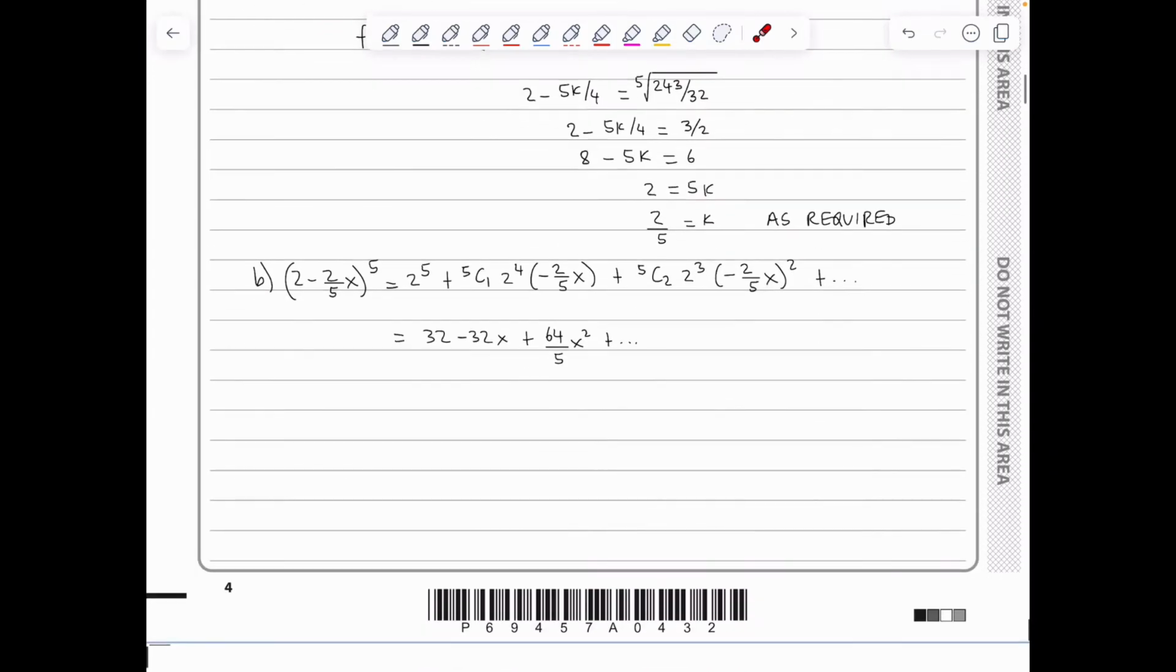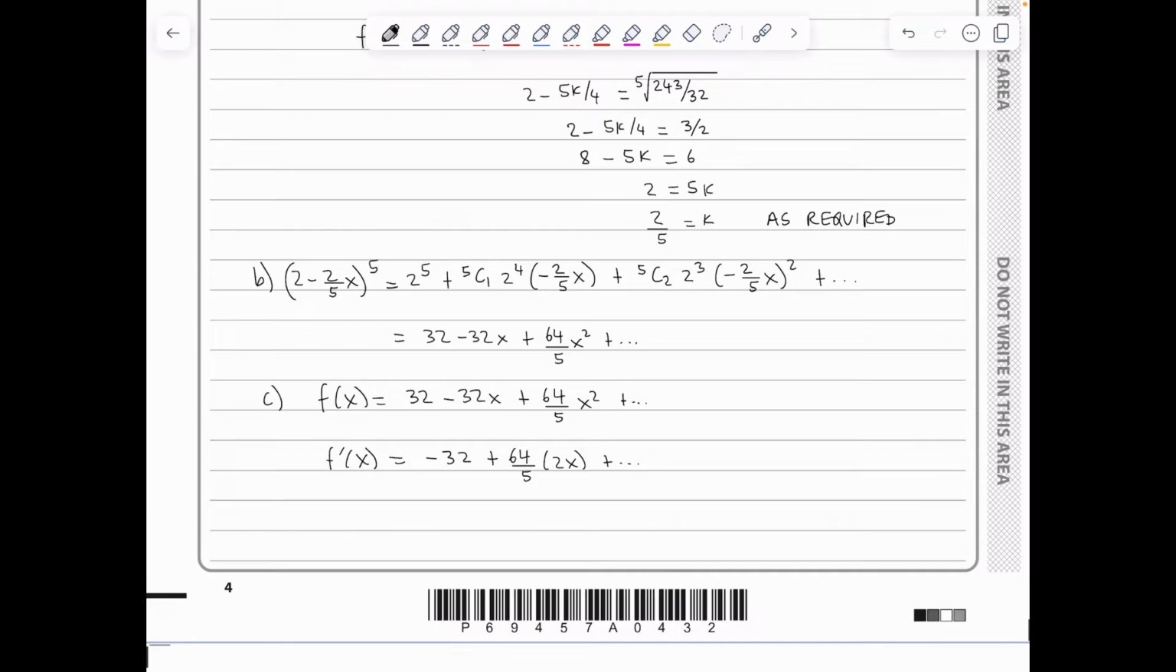So starting with the result we have established from part B, we had that f of x is equal to 32 minus 32x plus 64 over 5x squared plus dot dot dot. So to find the gradient of the curve at the point where x is 0, I simply need to do differentiation. So f dash of x, the 32 vanishes, the minus 32x will give me minus 32 plus 64 over 5 times 2x plus dot dot dot.